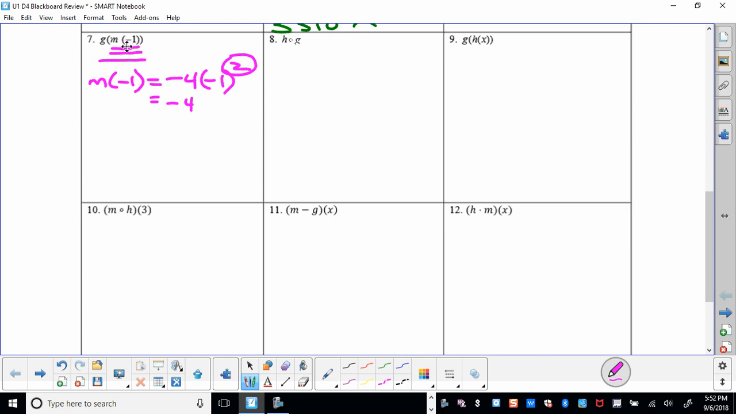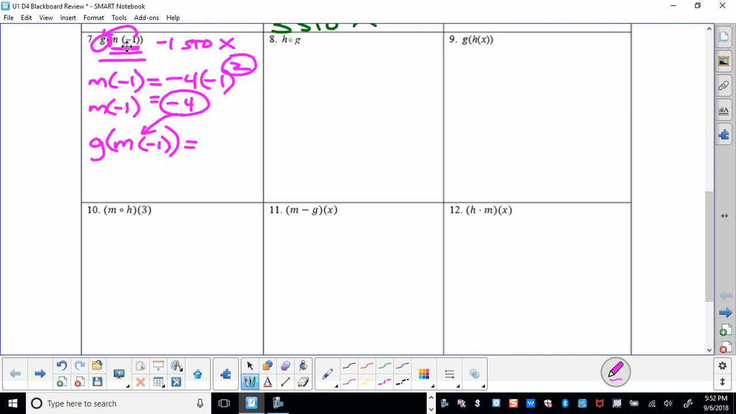Again, I could also store. I could do -1 store X and then type out -4x squared, and you would get -4 for M of -1. Okay, and what that means is, since that's M of -1, it goes into G. So now I'm going to do G, but I'm putting M of -1 into it. So that -4 is going into G.